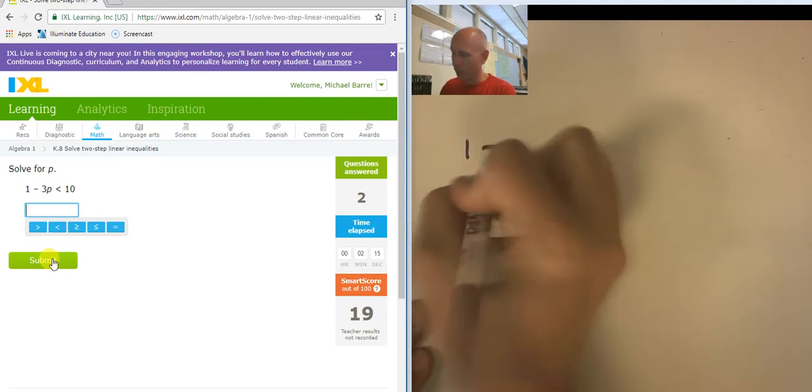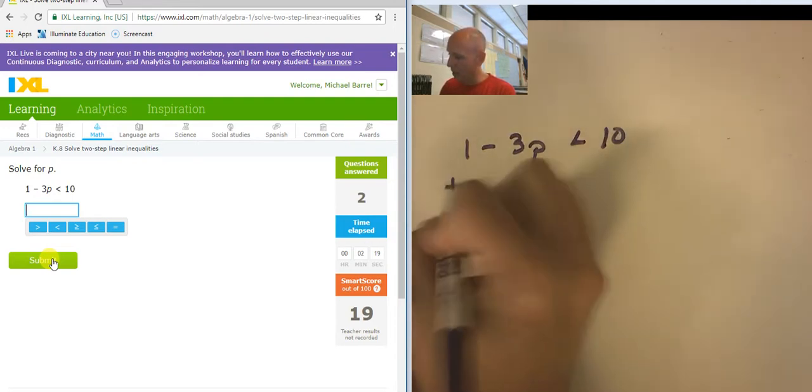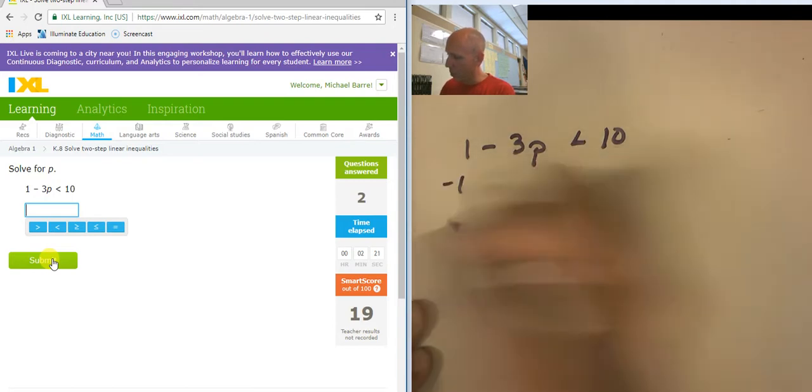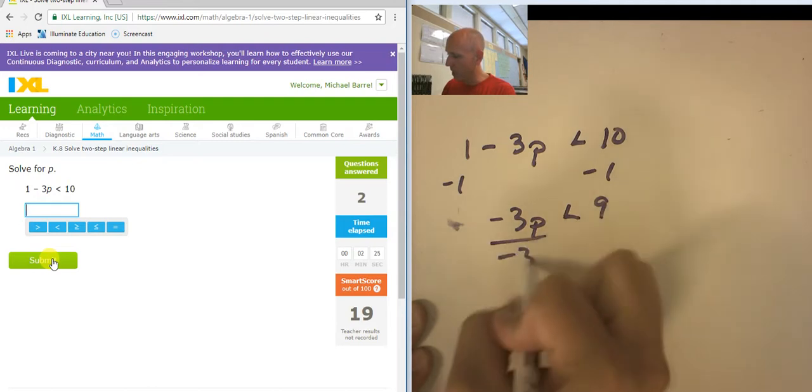Let's see, 1 minus 3p is less than 10. Subtracting 1 from both sides, so negative 3p is less than 9. Dividing both sides by negative 3.